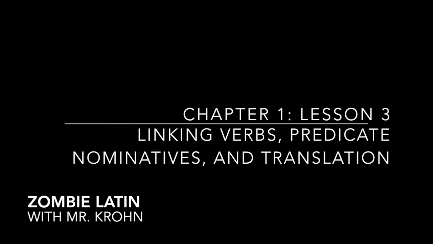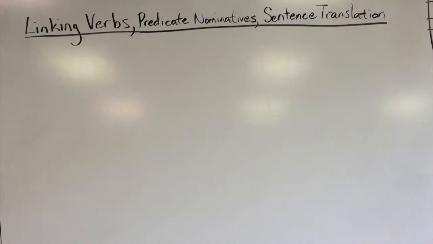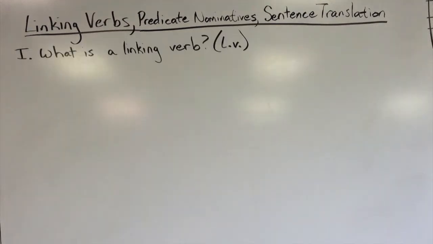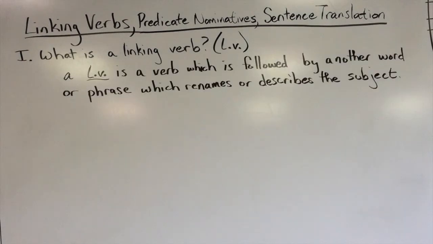Today we're going to be talking about what linking verbs are, what predicate nominatives are, and how to translate sentences using these two things. So the first question that you should write down in your notes is, what is a linking verb? And then we can put under that the definition that a linking verb is a verb which is followed by another word or phrase which renames or describes the subject. You'll probably need to pause the video here to make sure that you get this entire definition down in your notes. Make sure that the following examples also get written down in your notes when we look at them.